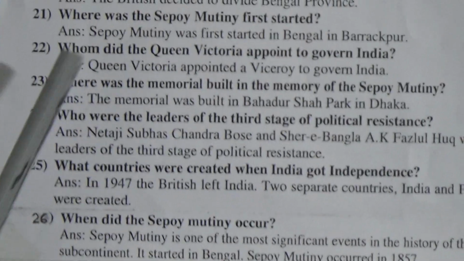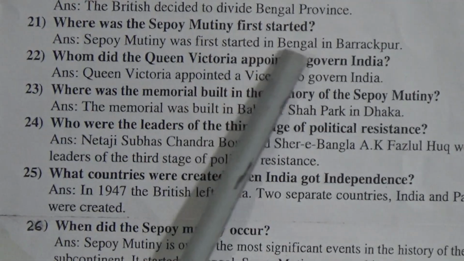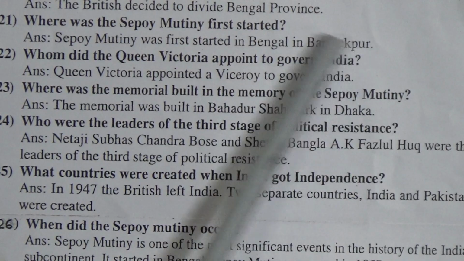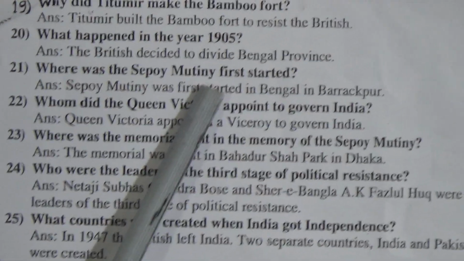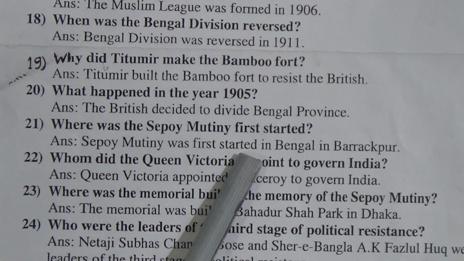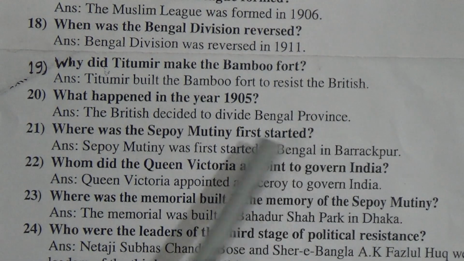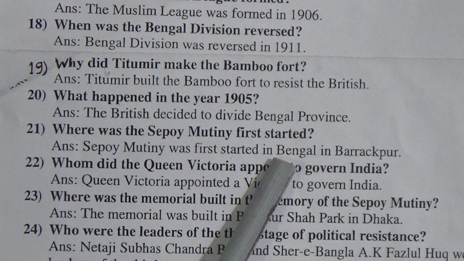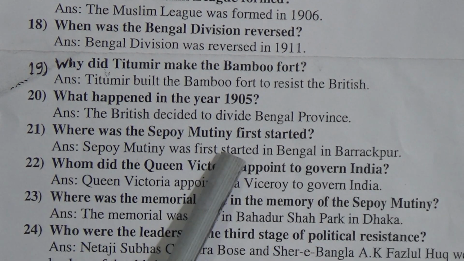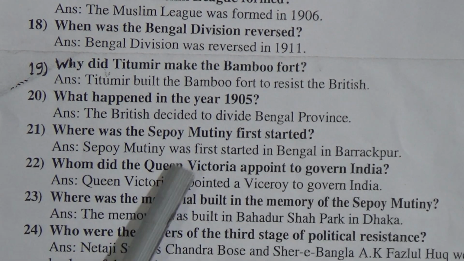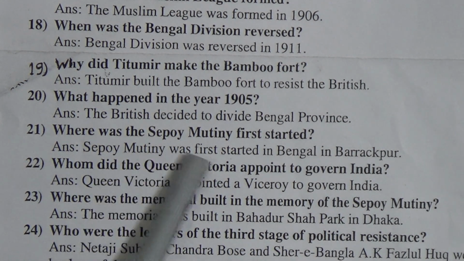Now number 21, where was the Sepoy Mutiny first started? We know that it was started in West Bengal, in Barrackpore. The answer is, Sepoy Mutiny was first started in Bengal in Barrackpore. And who was the leader? Who led this mutiny? Mangal Pandey. Mangal Pandey led the Sepoy Mutiny, and it was started in West Bengal in Barrackpore.